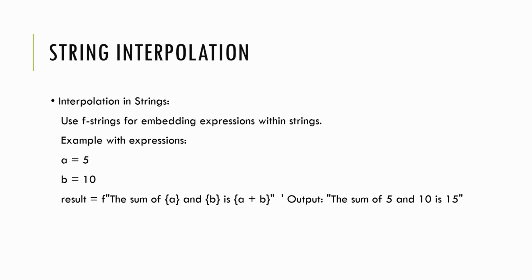String interpolation is another powerful technique, particularly with f-strings in Python. This allows you to embed expressions directly inside strings. For example, if you want to include the result of a calculation, you can write something like f"The sum of a and b is {a + b}". It's a convenient way to include dynamic content in your strings.